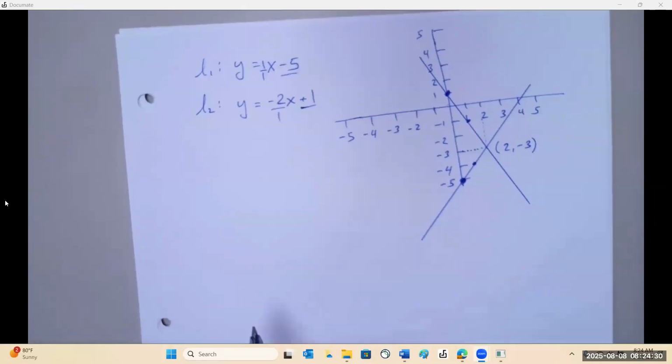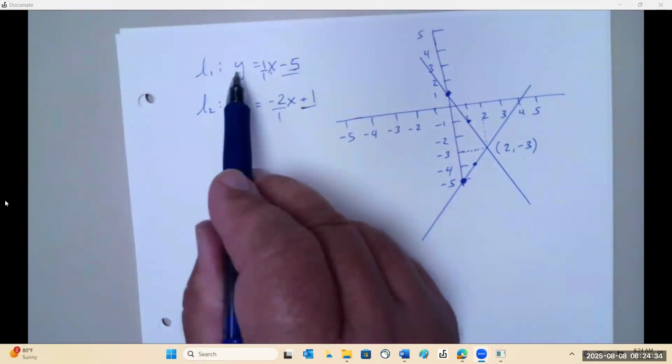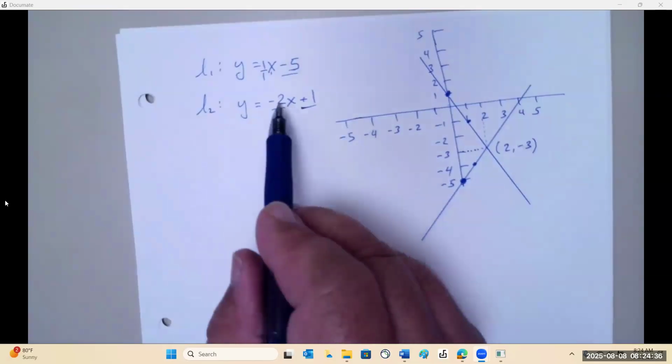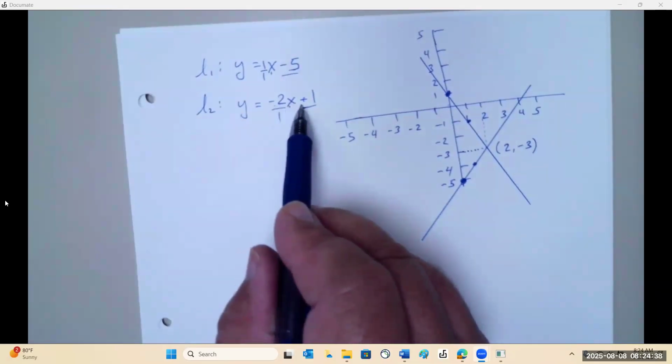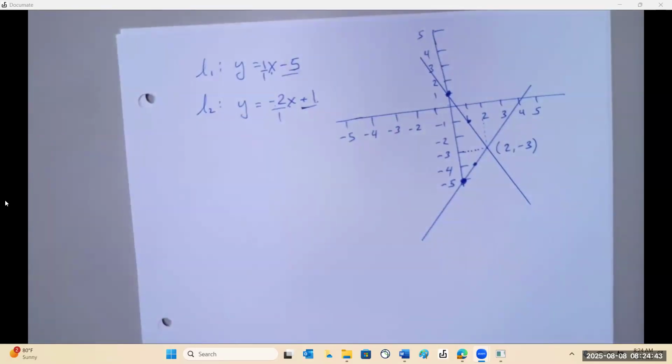Yeah, we can always check it. In the first one, plug in x for 2. 2 minus 5 is -3. Check. -2 times 2 is -4, plus 1 is -3. Check. So that's the right answer. Always check your answers. So that's graphing. Again, it's only as good as the graph that you make.